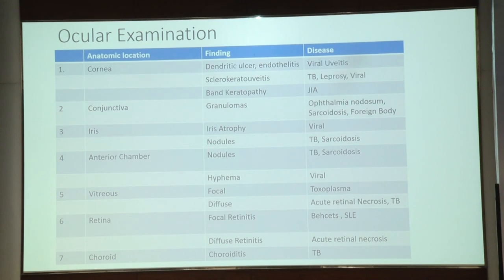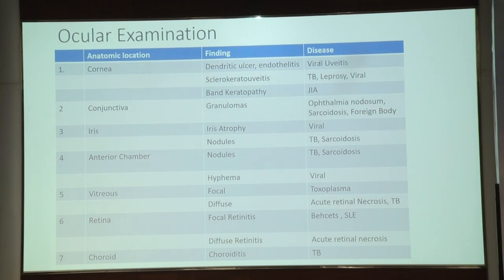Also, as these two things are complementing each other, as we are looking at the patient, we are asking specific history, and similarly, we are looking for certain signs when we are examining the patient. From front to back of the eye, we will go in and look for the various things. What are the findings in the cornea? Are there any signs of an endothelitis, which will mostly point towards a viral etiology?